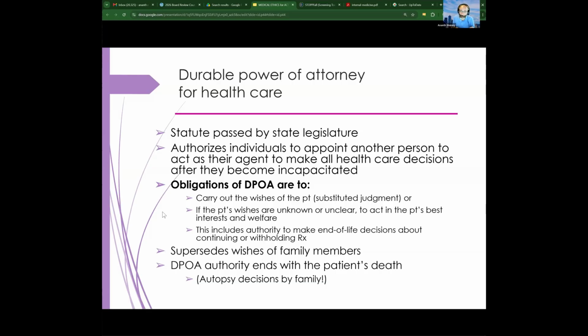And so, just as a sub point, autopsy decisions in the state of Washington fall to next of kin, and there's an order of that. So that's a very nuanced point that probably won't come up often in your career. But anyways, for a patient who is living, the power of attorney, whoever they vested that in, has the ability to make all these decisions.